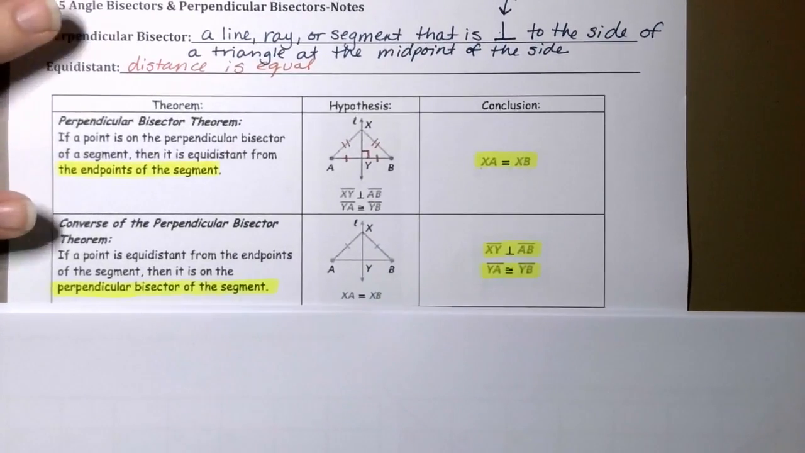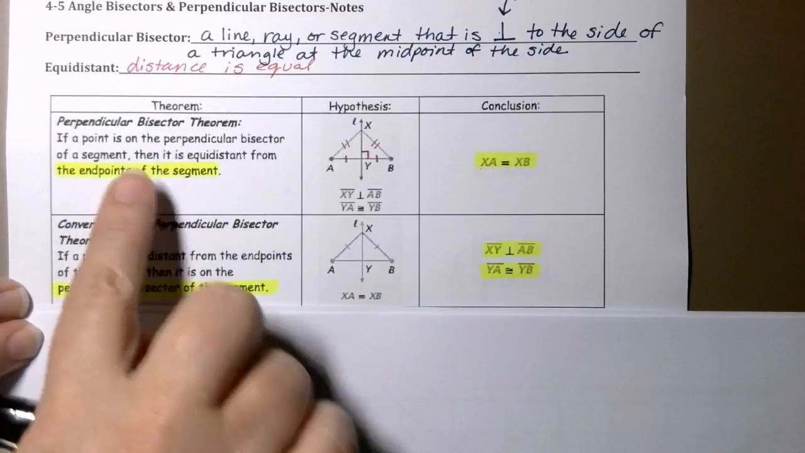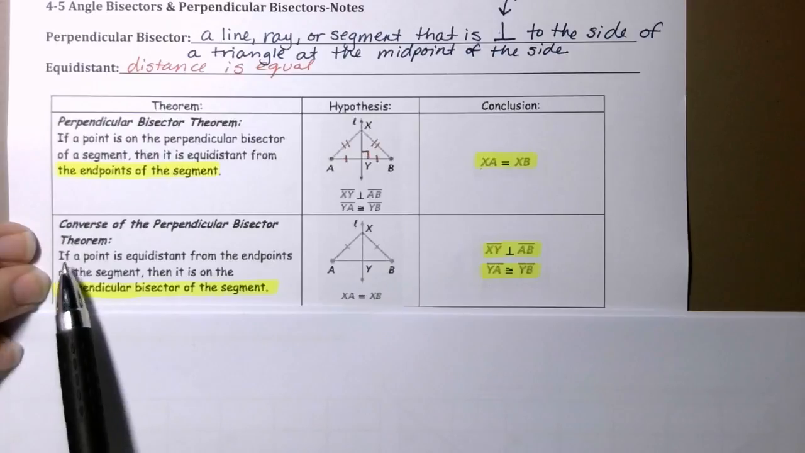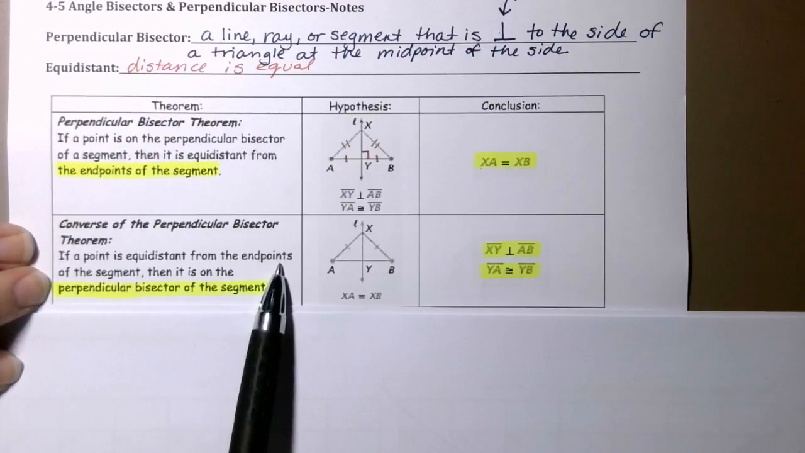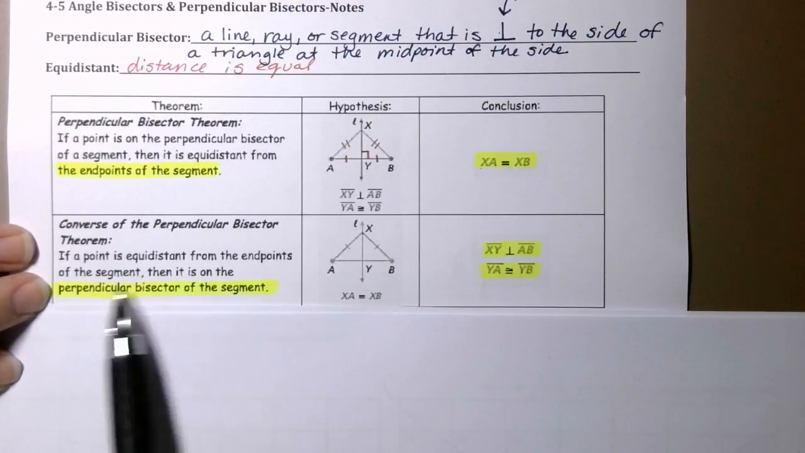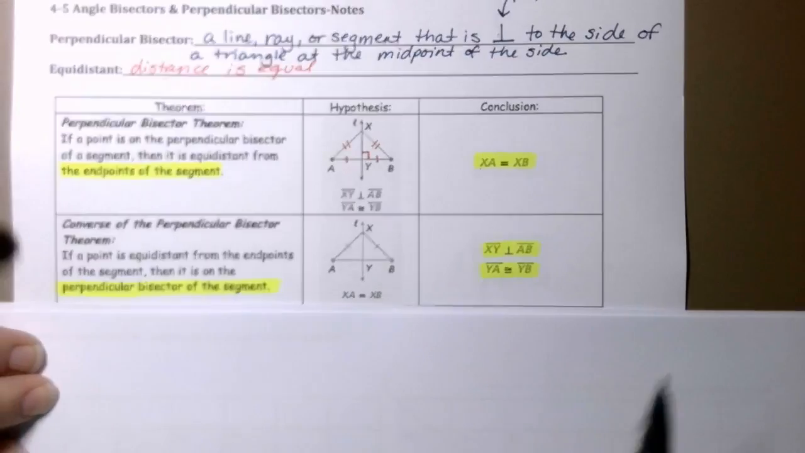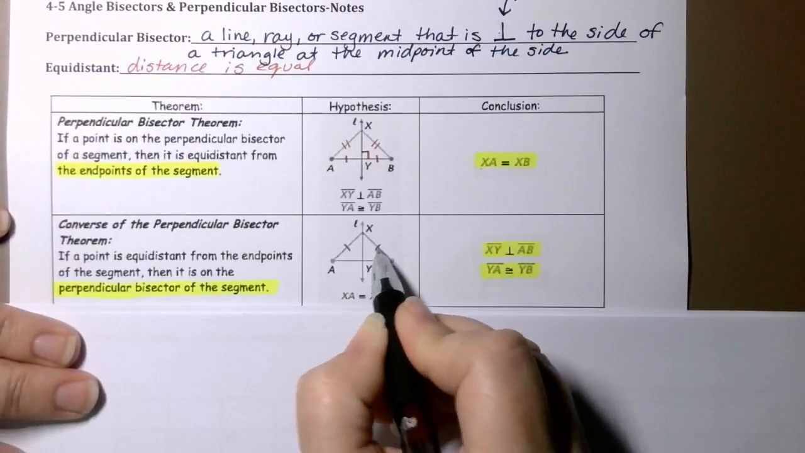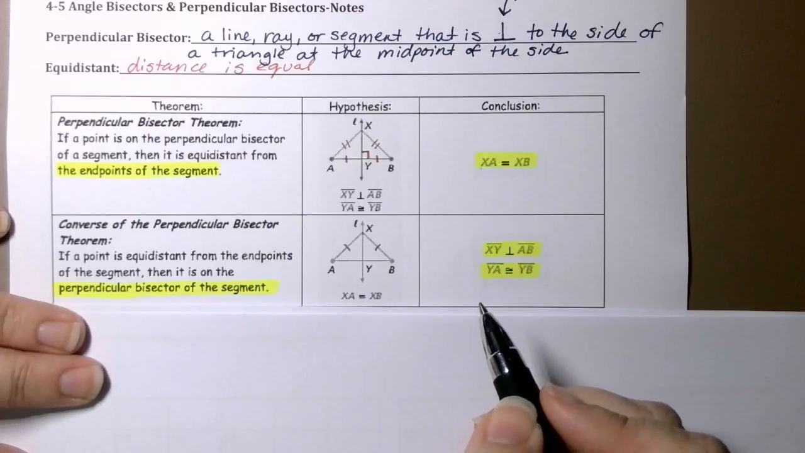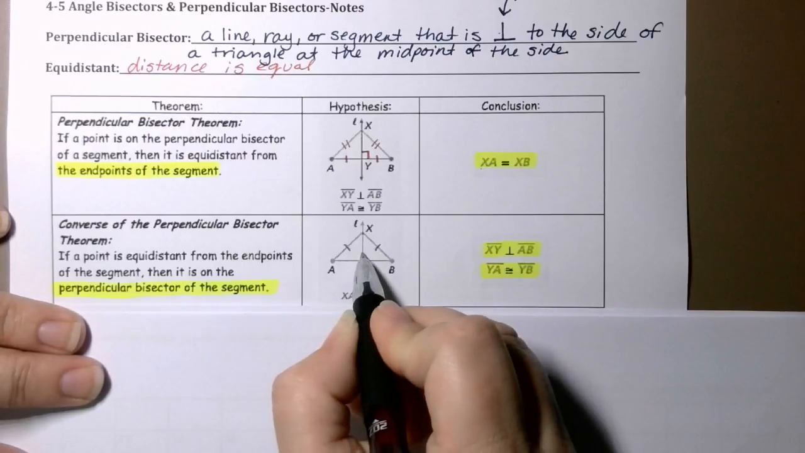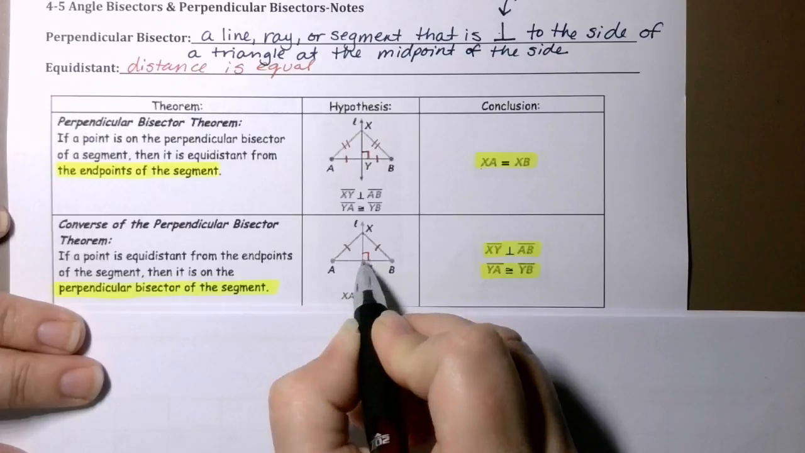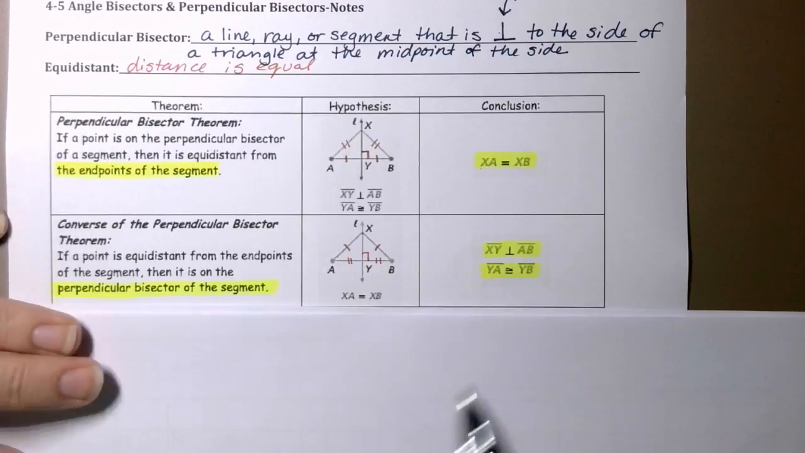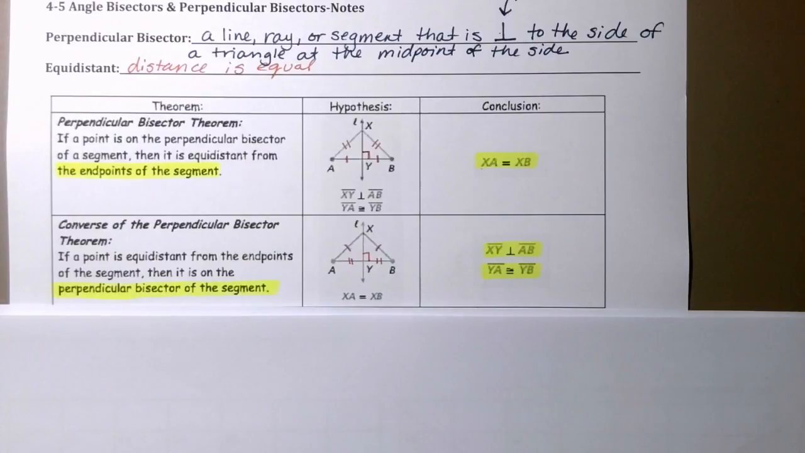The converse of the perpendicular bisector theorem, so make sure you have everything highlighted there on your notes, says if a point is equidistant from the endpoints of a segment, then it is on the perpendicular bisector. So if XA and XB are congruent, then we can conclude that the perpendicular bisector is perpendicular and that these two segments are congruent.